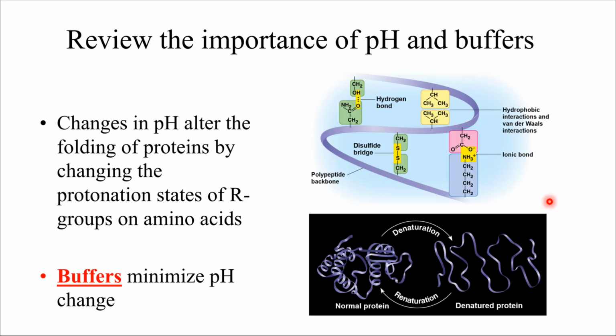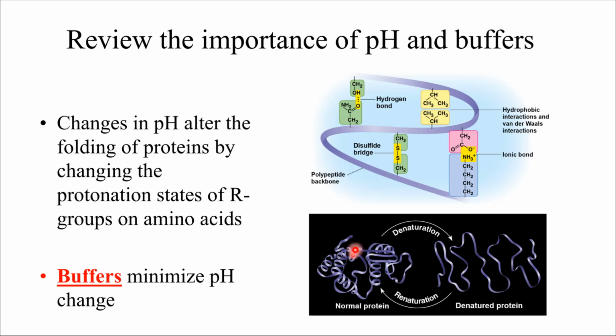So let's review the importance of pH and buffers in a biological context. Changes in pH can change the folding of proteins. How they do this is that proteins contain groups on them called R groups. And these are groupings of functional groups. It is the interaction of these R groups within a protein that contributes to the folding of the protein. That is how a protein can coil and twist to take on its three-dimensional shape.